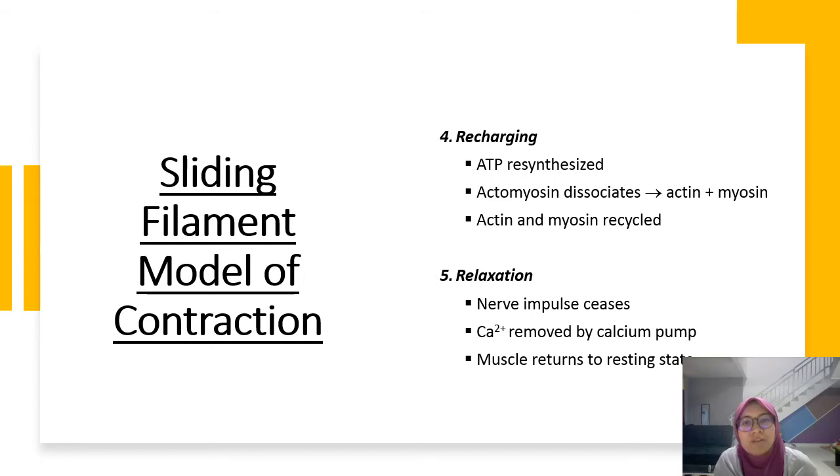And the fourth phase is recharging. The ATP will be resynthesized. Actomyosin dissociates, and then again actin-myosin will recycle. And the last phase is relaxation. So there are five phases. In relaxation, the nerve impulse ceases, meaning no nerve impulse is coming. Calcium ions are removed by the calcium pump, and the muscle returns to resting state.